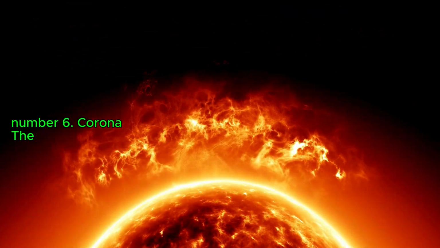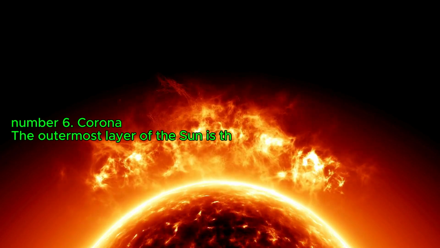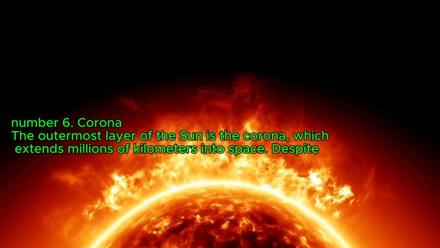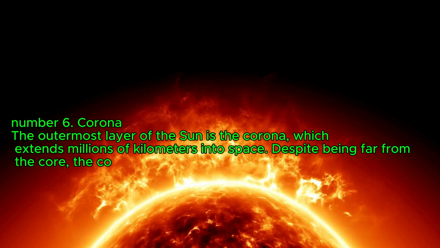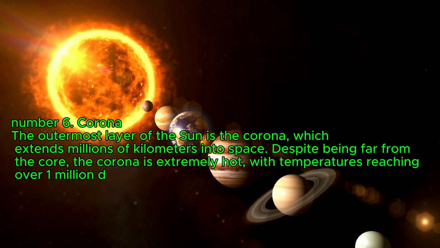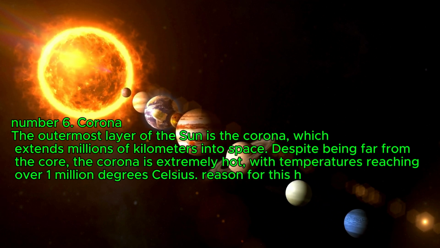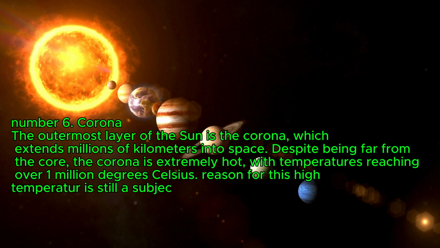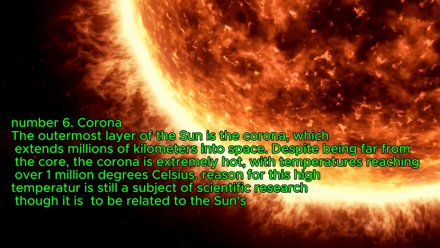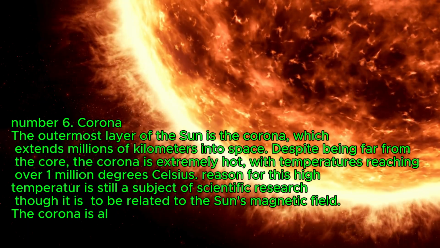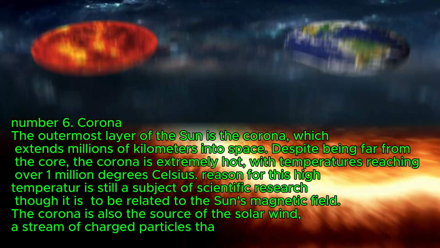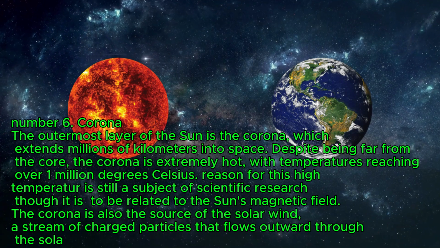Number 6. Corona. The outermost layer of the sun is the corona, which extends millions of kilometers into space. Despite being far from the core, the corona is extremely hot, with temperatures reaching over 1 million degrees Celsius. The reason for this high temperature is still a subject of scientific research, though it is thought to be related to the sun's magnetic field. The corona is also the source of the solar wind, a stream of charged particles that flows outward through the solar system.